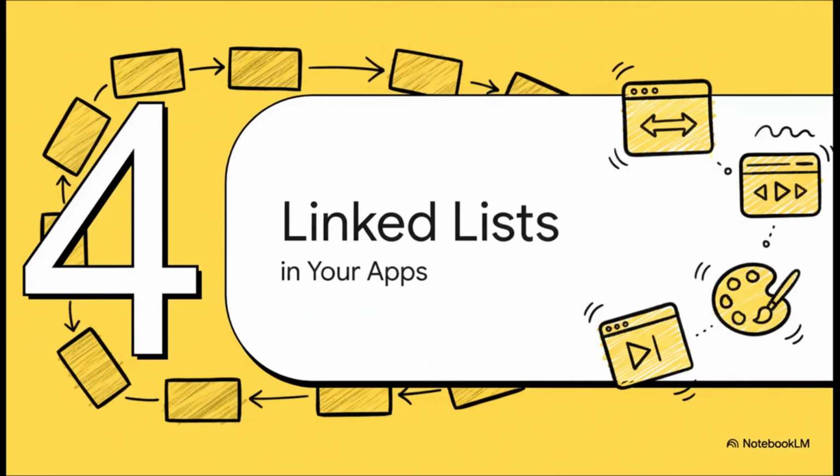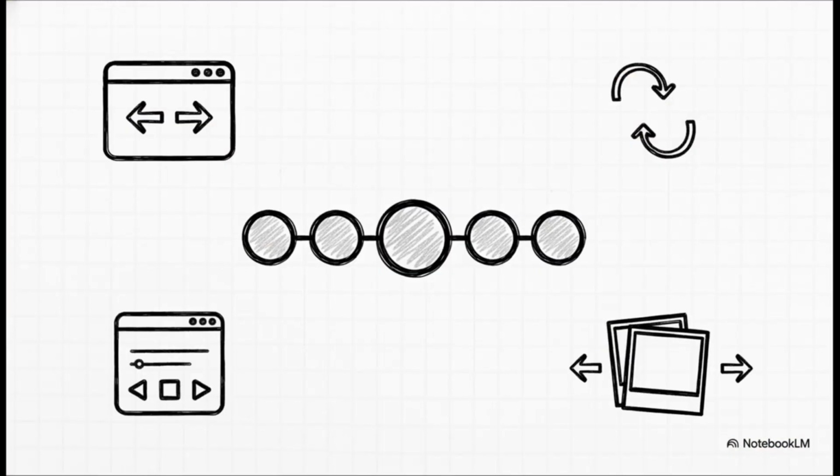Okay, so linked lists can be slow to travel through, but we know they're incredibly flexible. So where does this flexibility actually pay off? Well, it turns out you use them every single day, probably without even realizing it. Ever hit the back button in your web browser? That's your browser history. Basically a chain where each web page points to the one you were on before. Classic linked list.